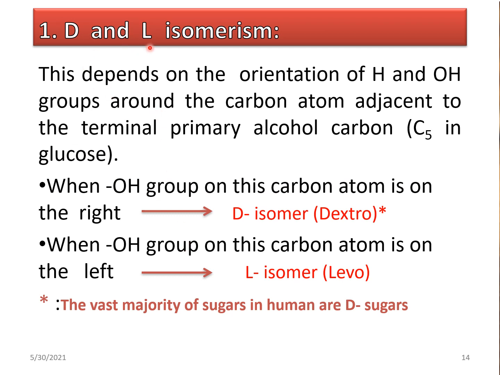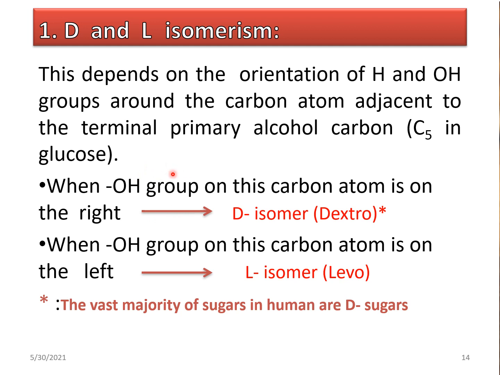The first type is D and L isomerism. D for dextro and L for levo. This type of isomerism depends on the orientation of hydrogen and hydroxyl groups around the carbon atom that's adjacent to the terminal primary alcohol carbon. For example, in glucose, it depends on the orientation of carbon number 5. Why? Because in glucose, the terminal primary alcohol carbon is carbon number 6. Therefore, the carbon atom next to it is carbon number 5.